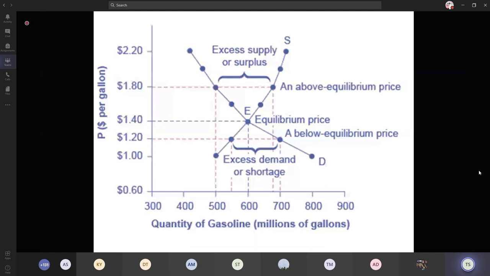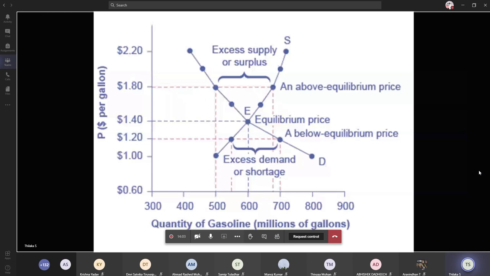Okay. This is the diagram which we discussed last. So the equilibrium point, again I'm explaining the same thing. The equilibrium point in this diagram is E, which makes the equilibrium price $1.4 and the equilibrium quantity 600 million units.